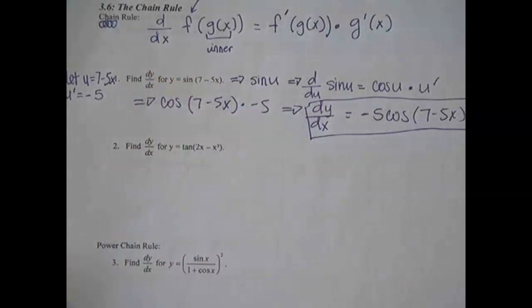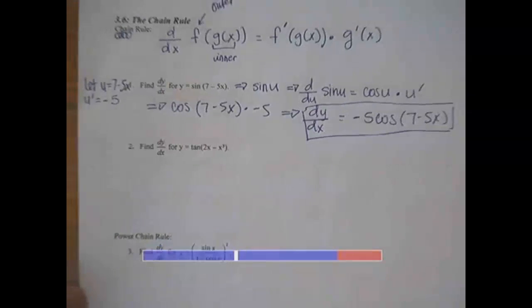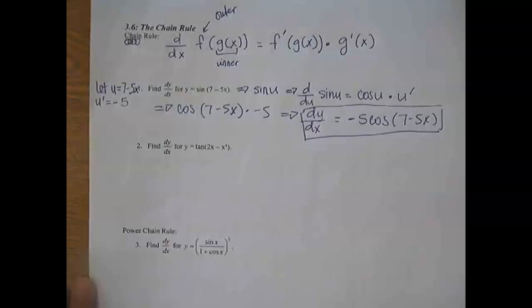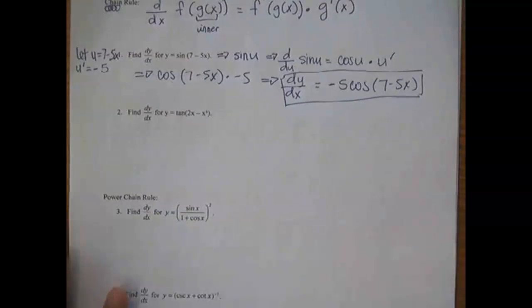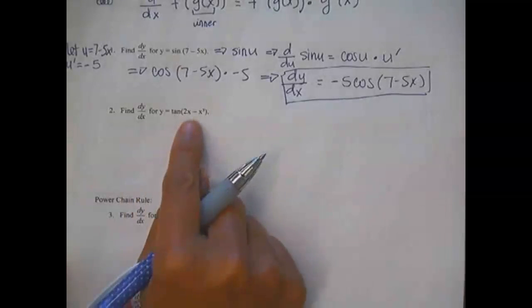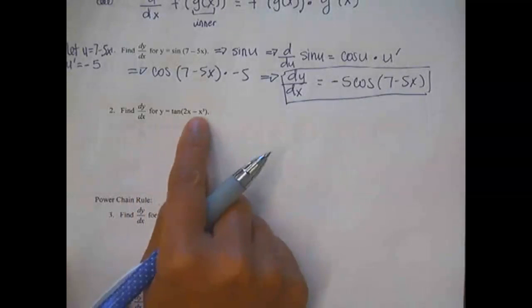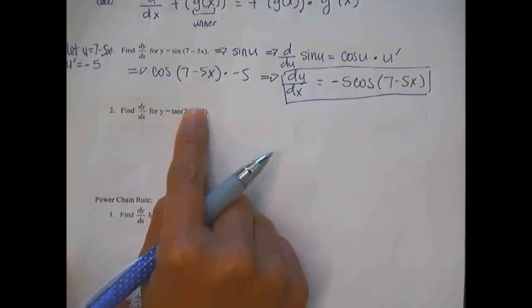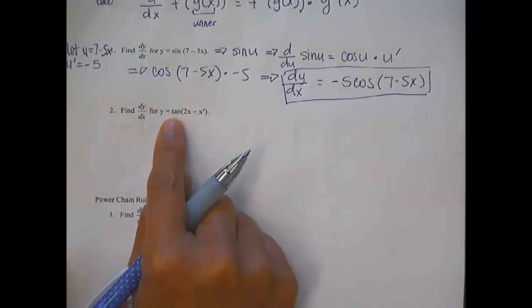Okay? And it's going to make a little bit more sense the more problems we practice. Okay? So now let's do 2. Again, we have an inner component and an outer component. The inner component is this whole piece. Okay? The outer component is just going to be tangent. So let's check this out.